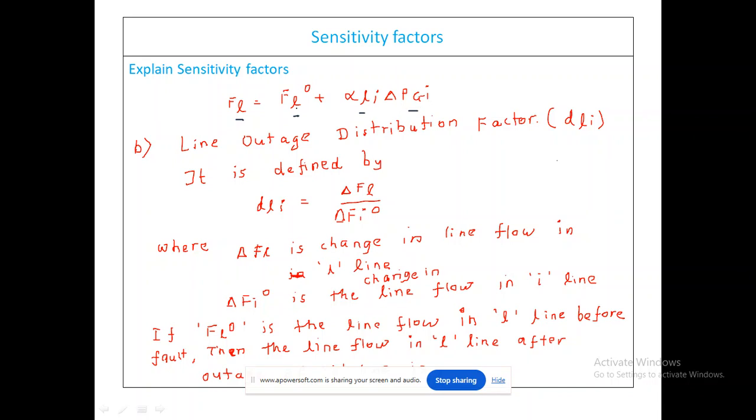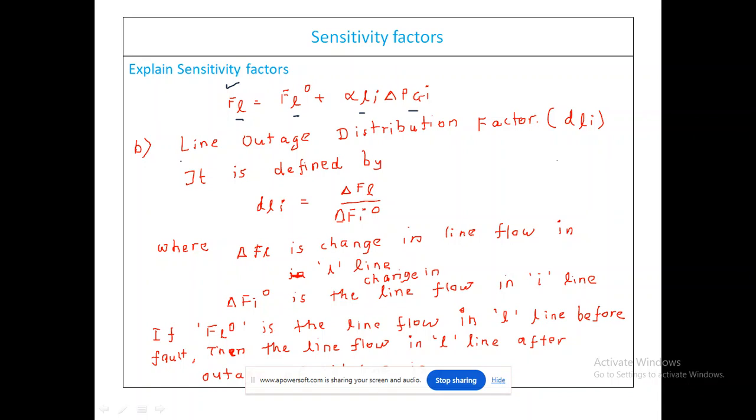Then how to calculate the change in the power flow? This equation we can use. So this is the pre-contingency power flow, and FL is the post-contingency power flow in the Lth line. So this will help us to calculate the change in the power flow in the lines in a very shortcut way.